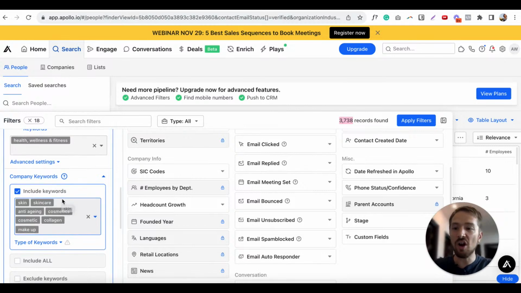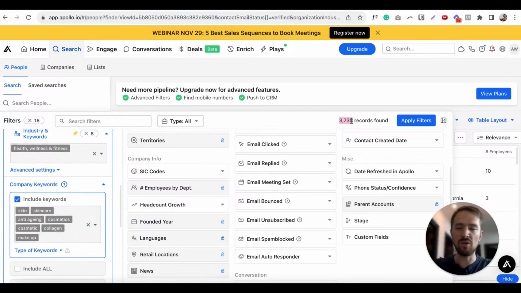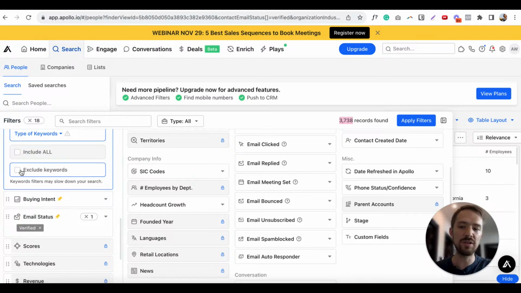So try this out. Obviously, depending on the industry that you're in, you might have more records, fewer records. You might swap out this industry. You might not include an industry. You might have more or fewer keywords to use. You might also include some exclude keywords in order to make sure that you stay away from certain things that you don't want to deal with.